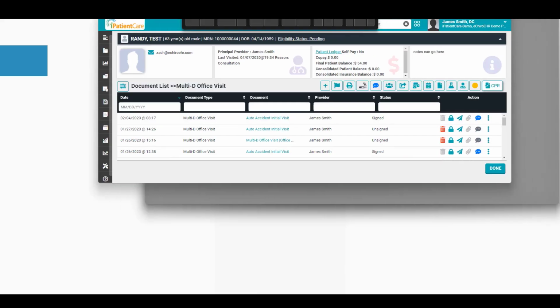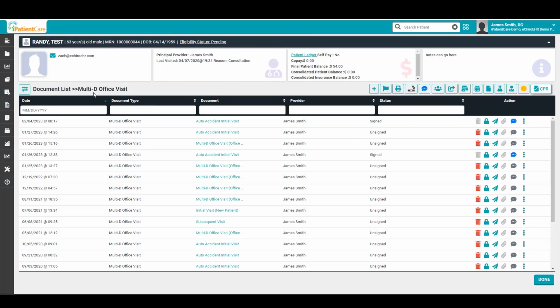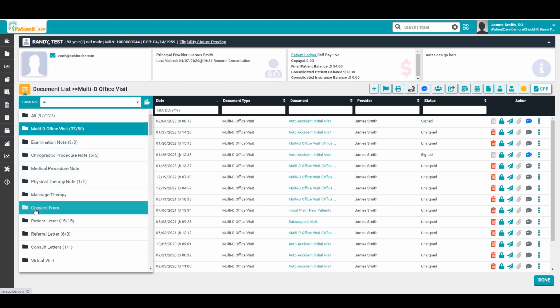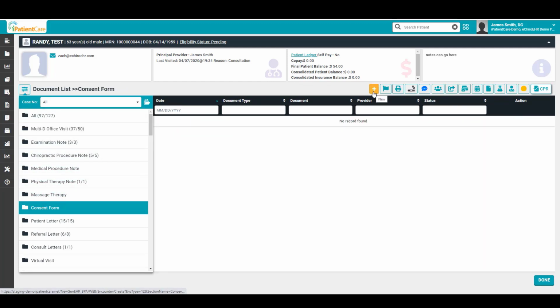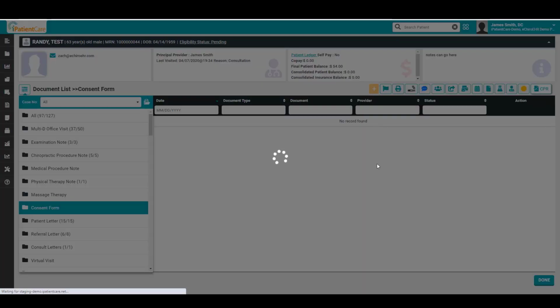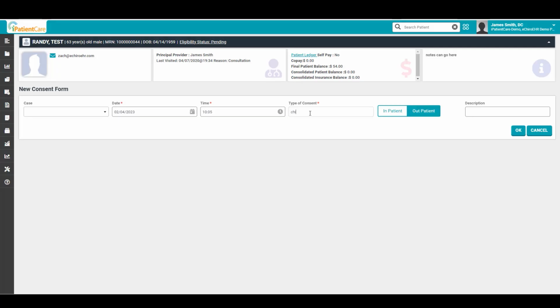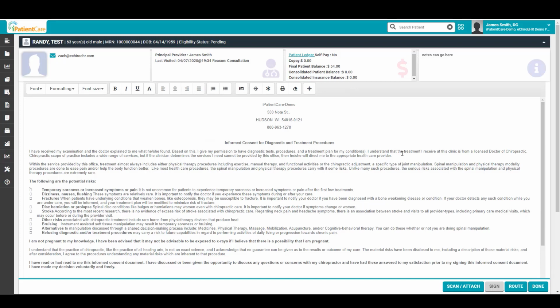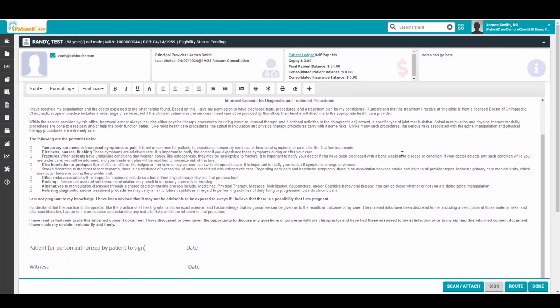Consent forms. So within the iPatient Care system, to be able to produce a consent form for the patient to review and sign, you would simply be within the patient's record or chart, click on the document list, and go to consent form. Then you would add a new consent form by selecting the new button. By simply typing in to search for it, identifying that the date is accurate and time, and clicking OK. That opens up the consent form for the provider to be able to review with the patient.